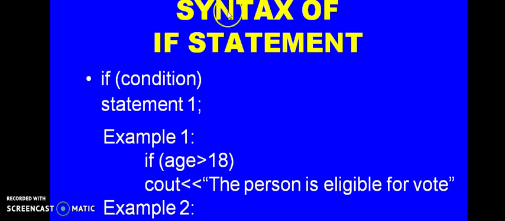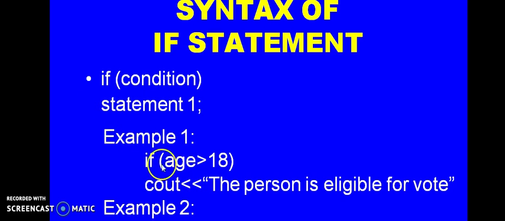First, we discuss the syntax of the if statement. If followed by a particular condition and then statement 1. This is called the body of the simple if. This may contain one single statement or it may contain a group of statements. And if this simple if contains a group of statements, these statements will be enclosed in curly braces. But here we have only one statement, so we can ignore curly braces here.